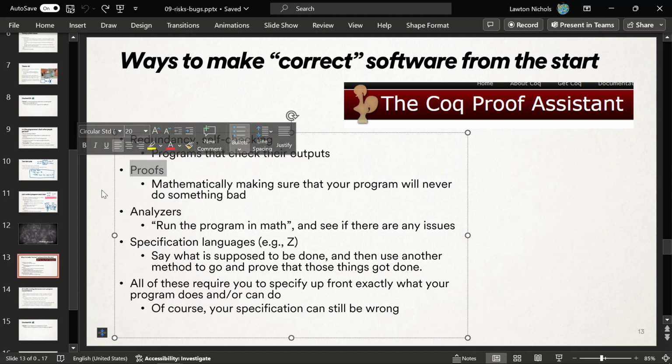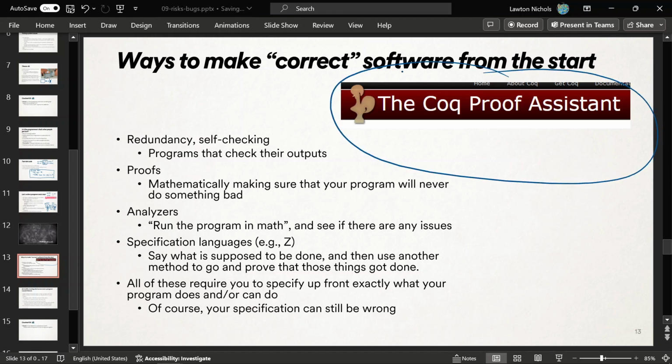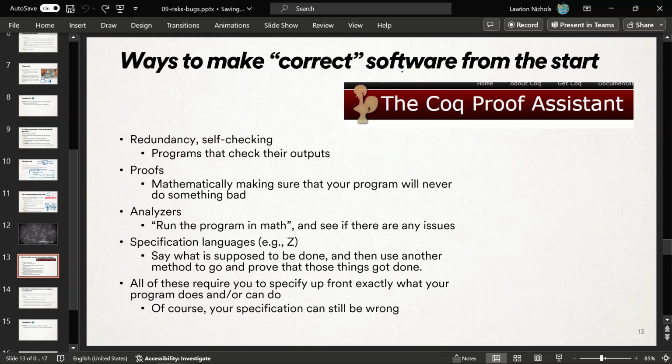You can also get mathematical and write proofs for your program, making sure that they're never going to hit the wrong spot. Those go hand in hand with things called analyzers, which have proofs baked into them, and they run your program in a mathematical way to figure out whether anything could go wrong right now. One way to prove programs correct is to write your program in a special proof kind of language, and there are things called proof assistants that help you do that. This is one popular one. It's pronounced like Coke because it's a French term. So that's pretty funny.